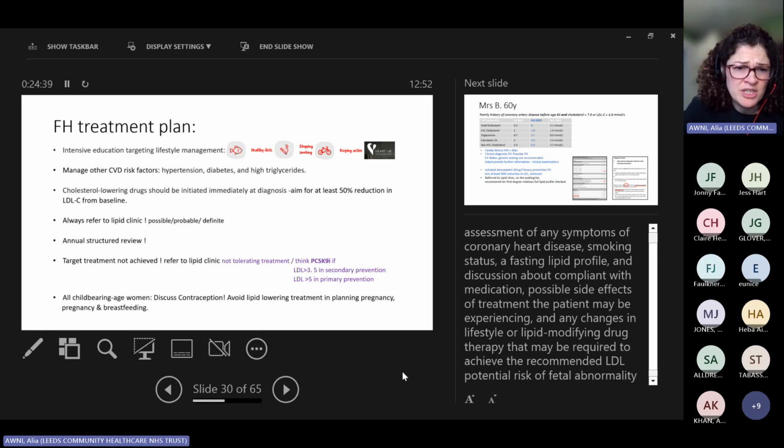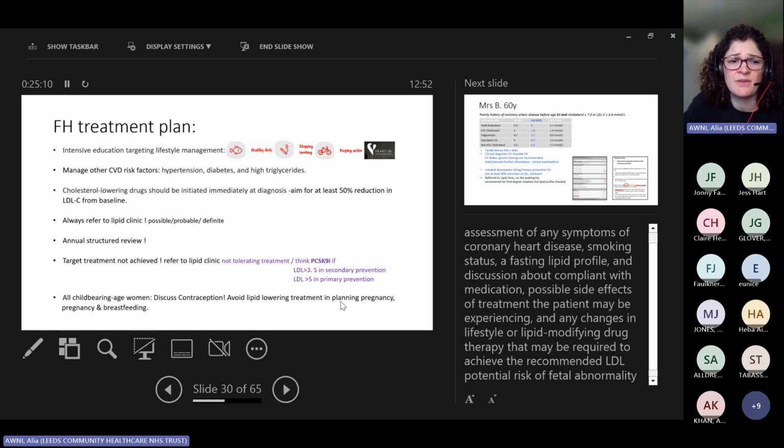If the targets are not achieved, then I'd recommend checking your local guidelines. In Leeds, we refer them to lipid clinic. And if we have high LDL levels, we can think about PCSK9 treatment. If we have LDL above 3.5, they would be eligible for PCSK9 inhibitors in secondary prevention. And if it's above 5 in primary prevention, then they will be eligible for these injectables.